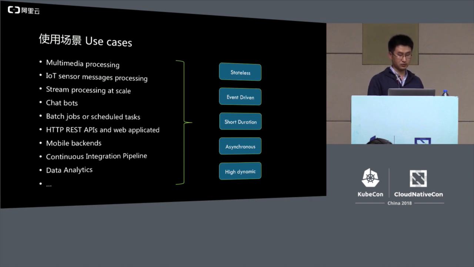And also chatbots, stream processing, and some mobile backends are very suitable for this technology. And also CI/CD and data processing. Actually, data processing requires a very elastic scenario, because you need to compute this data in a very short time, and then you need to release the results after the computing. And in this scenario, serverless Kubernetes is a very suitable solution.